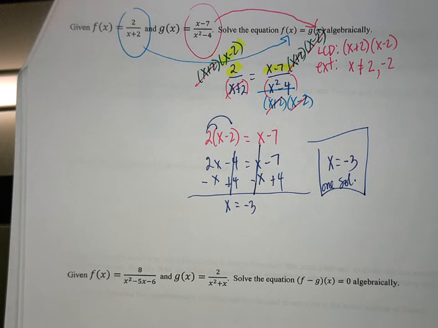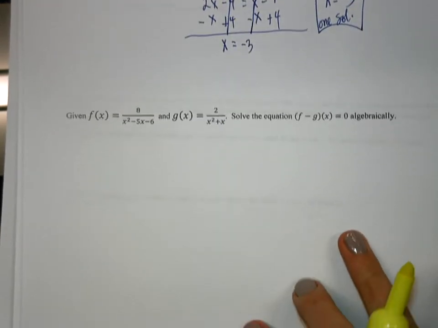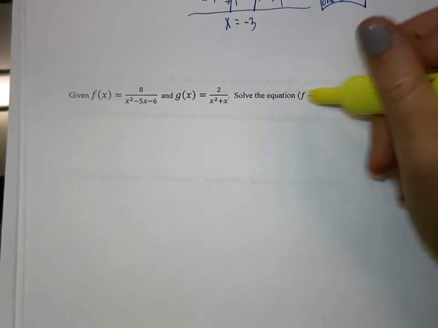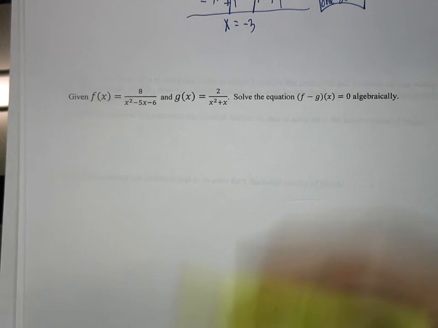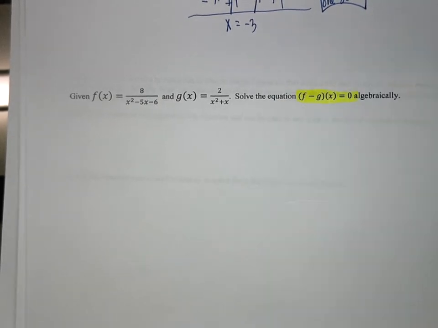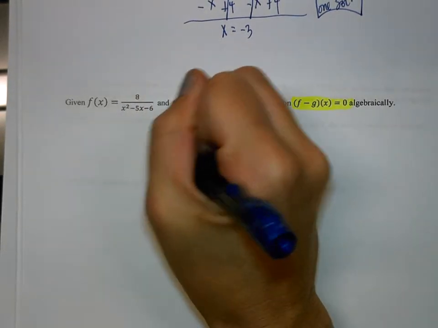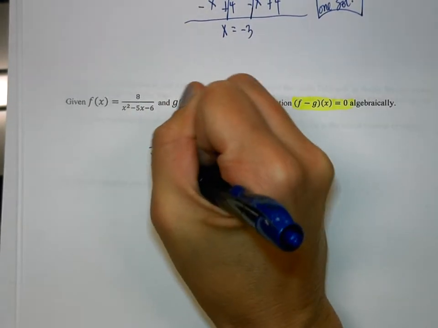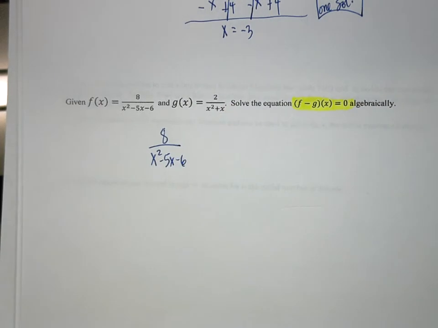Last one, and this one I'm not going to solve all the way, but I just want to make sure we understand how to set it up. This says f minus g of x. How will I set that up? Oh, sorry. F minus g of x equals 0. Very good. 8 over x squared minus 5x minus 6. And then?